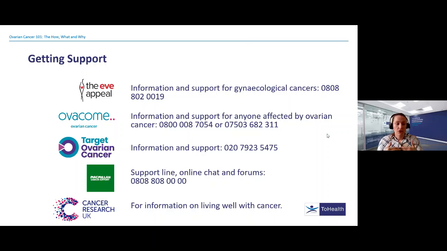And lastly, we've got Macmillan and Cancer Research UK, which many of us are very familiar with. And again, both can offer that emotional, practical and financial help and support, as well as actually having access to forums to also talk to people who have been affected by ovarian cancer and share those experiences and ask experts any questions that you might have.